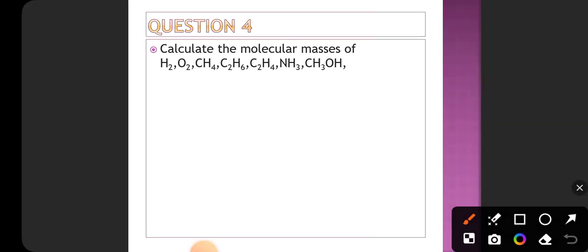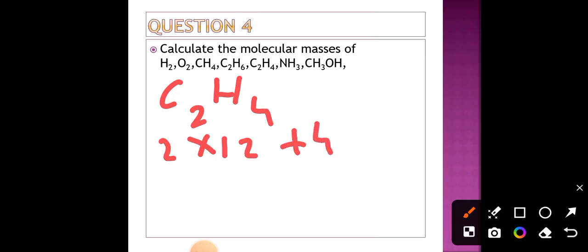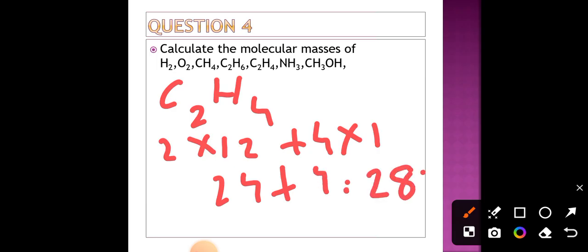Next, let's solve C2H4. It's very similar. They're all again hydrocarbons. So C2H4, 2 into 12 plus 4 into 1. 12 twos is 24 plus 4, 28. 28 U is the answer, molecular mass of C2H4. Okay, so like this, we can go on solving.